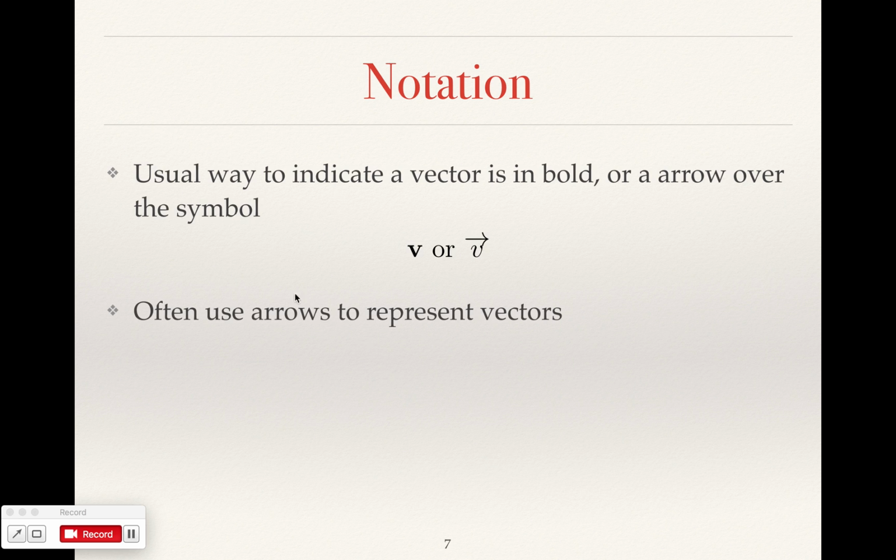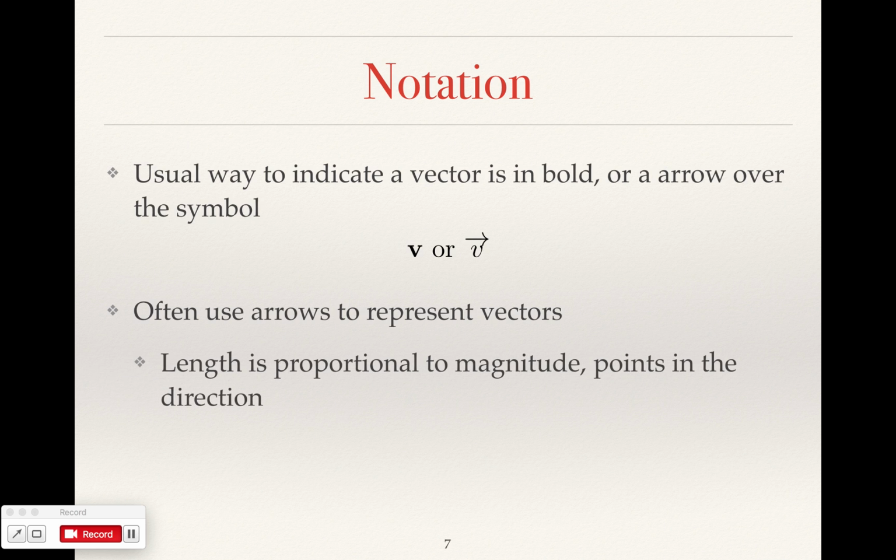Your book talks about this graphical representation of vectors. You often use an arrow to represent a vector. The length of your arrow is proportional to the magnitude, and of course the arrow has a direction, so it points in the direction of your vector. Here we've got some velocity vector, pointing off in some direction, so that's the direction we're moving. The magnitude is 3.6 meters per second, and that is going to be proportional to the length of this arrow.